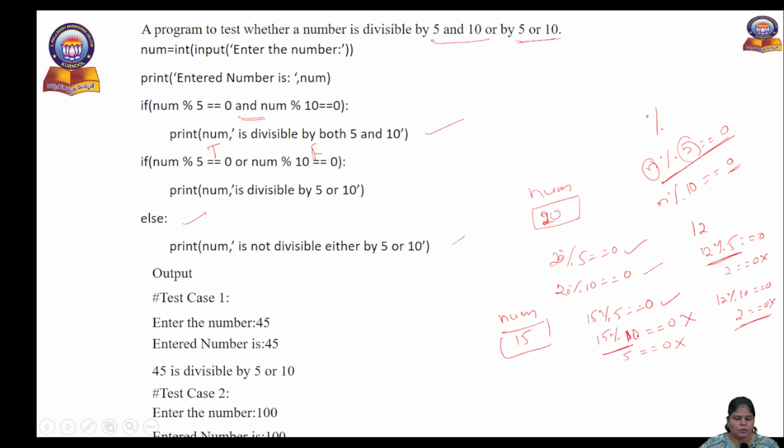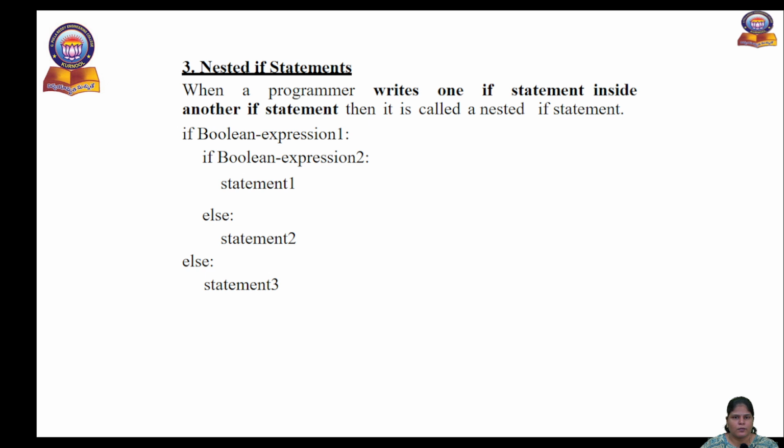Right? So based upon your input, the condition checking will be done. If this condition is true, the statement of this if will be executed. If this condition is true, this statement will be executed. If both the conditions are false, then this statement will be executed. Right? So nested if, you can have n number of if statements within another if statement.